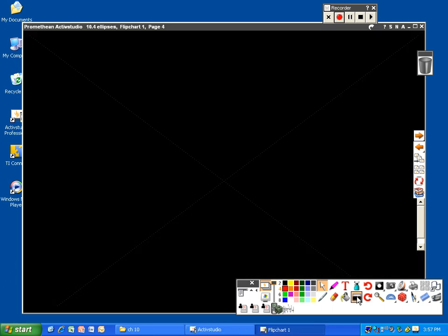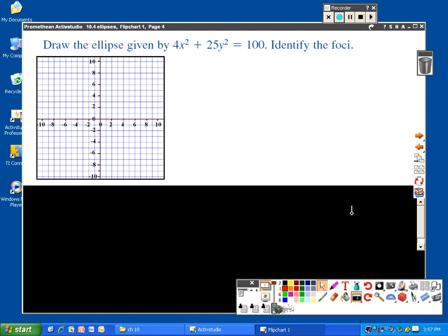All right, get your graph paper and let's try this ellipse. 4x squared plus 25y squared equals 100. And it also says draw it and identify the foci.